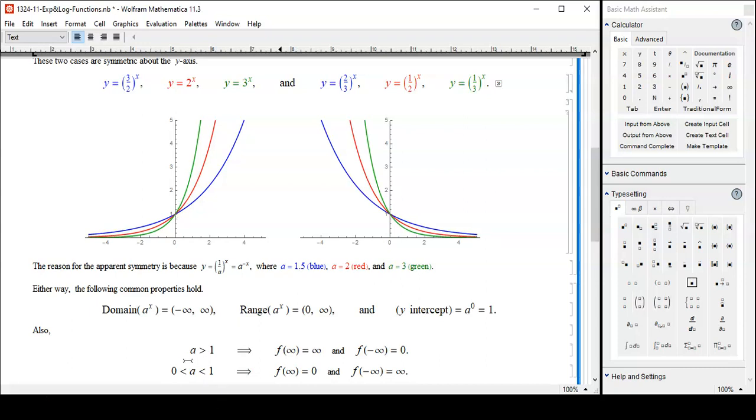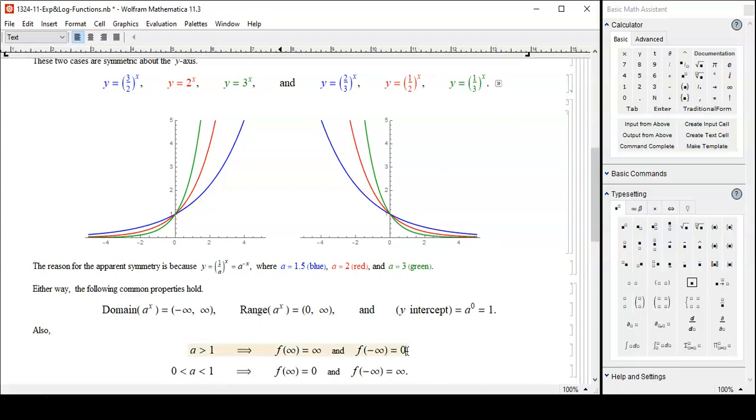A couple more. When a is greater than 1, we have this kind of asymptotic behavior. To the right, going to infinity and up. To the left, going down to 0. And here, the opposite. To the right, going down to 0. To the left, going up to infinity. So remember all these properties. The grand summary. That's all there is for general exponential functions.